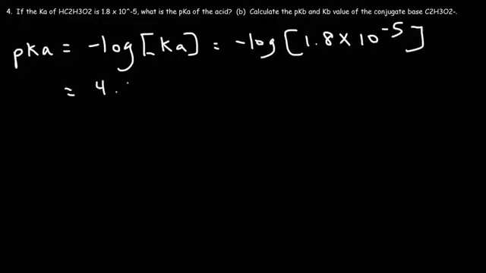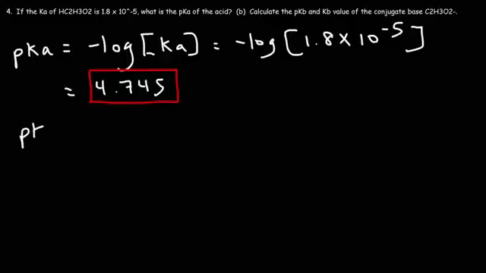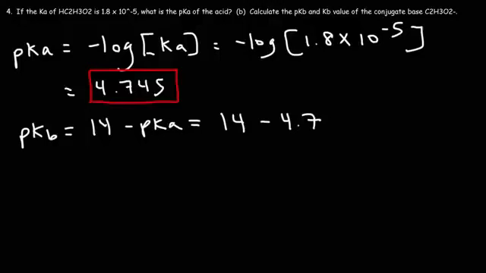So the pKa is 4.745. That's the pKa of acetic acid. Now let's calculate the pKb, and then we'll calculate the Kb. Just as pOH is 14 minus pH, pKb is going to be 14 minus the pKa at 25 degrees Celsius. We're going to assume it's that temperature unless specified otherwise. So this is going to be 14 minus 4.745.